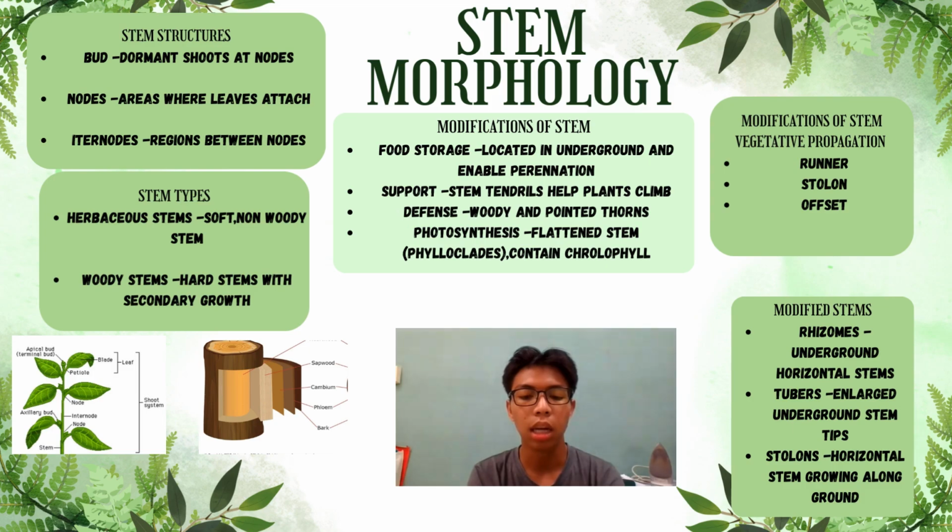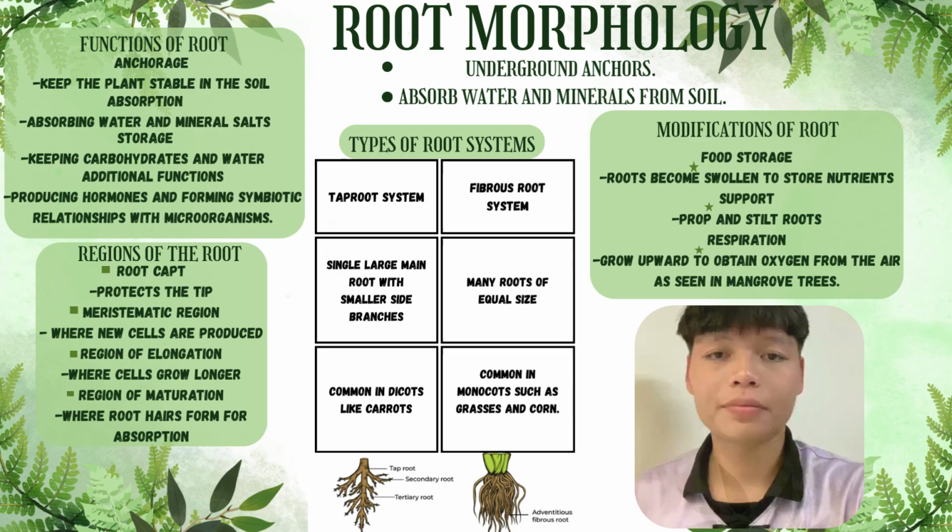And other modified stems are, the first thing is rhizome. It is the horizontal underground stem of a plant. And the second thing is tubers. It is the enlarged underground stem tips. And lastly, it is the stolons. It is a horizontal stem growing along the ground. That's all from me. Thank you.